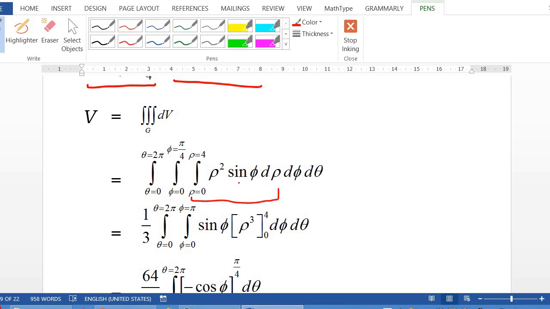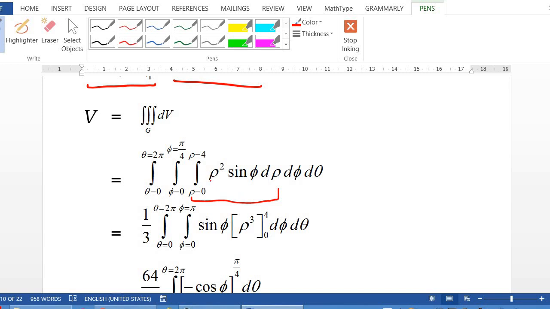So dV = rho squared sin phi d rho d phi d theta, with rho from 0 to 4, because our sphere has a radius of 4 units. Solving the cone equation, you get phi from 0 to pi over 4. The projection of the cone is a full circle, so theta goes from 0 to 2 pi.